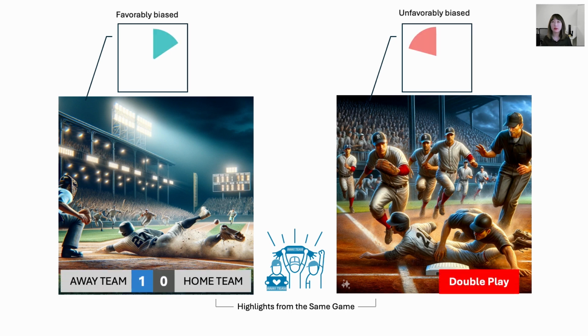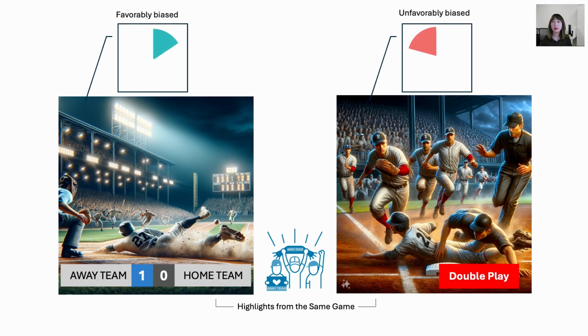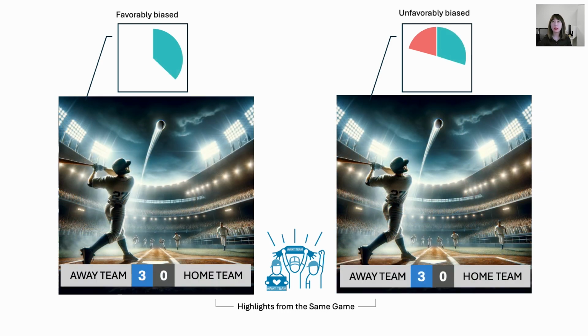Notably, the initial event chosen for the favorably biased highlights is a scoring play by the away team, indicating a preference for the away team's positive plays. Conversely, the unfavorably biased highlights start with a double play, highlighting a negative play for them. Following this, both highlights feature a score by the away team.